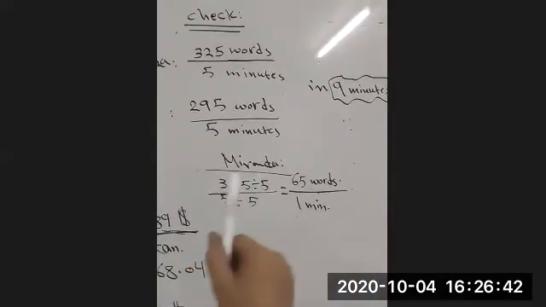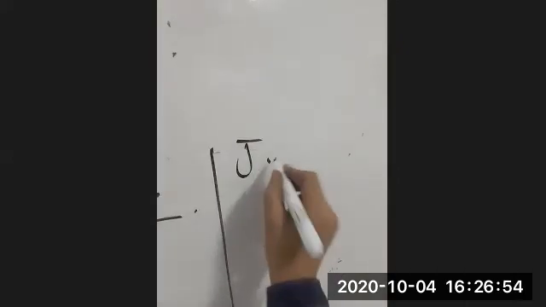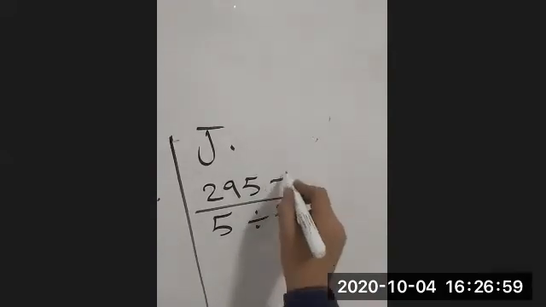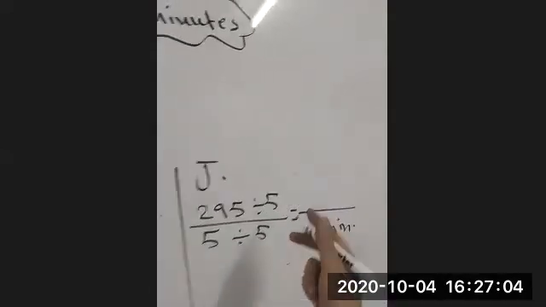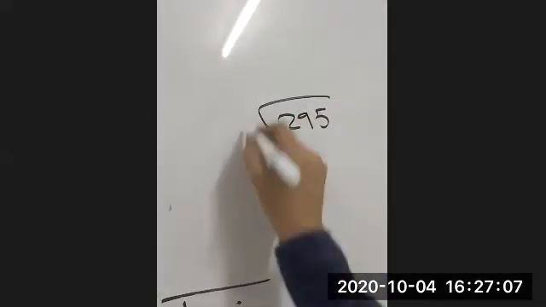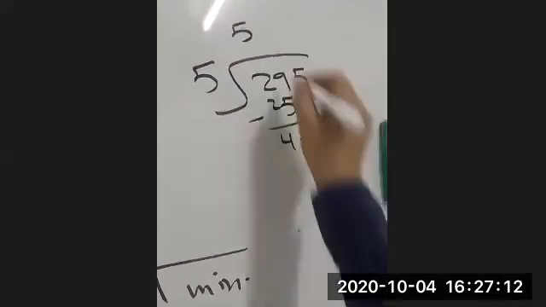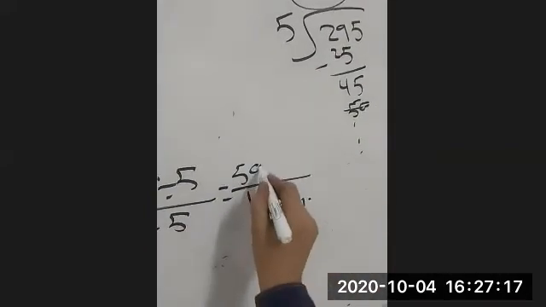This is Miranda. Let's see Joseph. 295 over 5, divided by 5, divided by 5. Down will be 1 minute and up, let's divide 295 divided by 5.